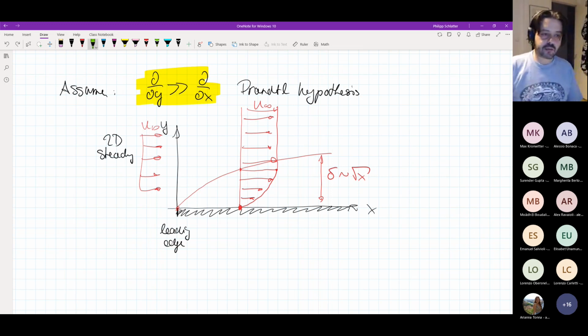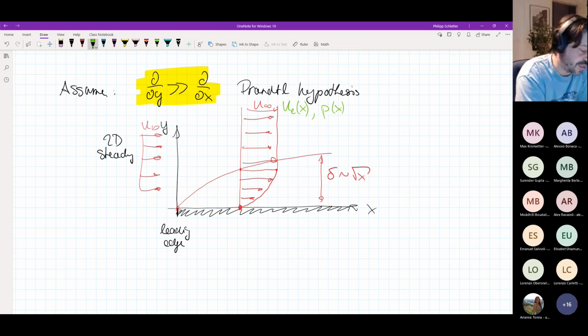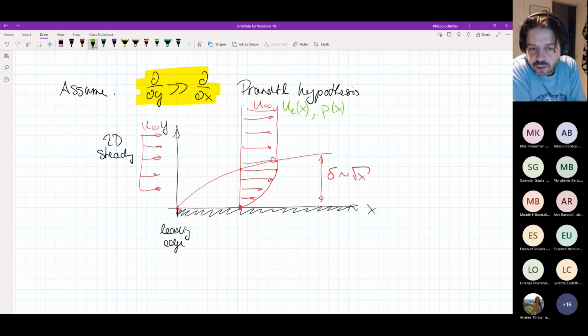Now, I just want to mention one additional thing, which will become important. I have mentioned that here this is u infinity everywhere as a constant, but actually this can also be an edge velocity, which is a function of x. So it could be ue as a function of x, and then of course I could also have a pressure distribution in the free stream, which is a function of x as well. Both are possible, and even a varying free stream velocity will lead eventually to a growing boundary layer with a growth rate proportional to the square root of x.